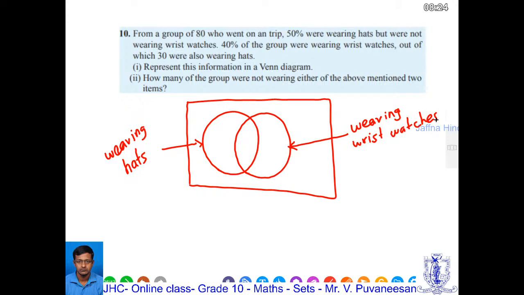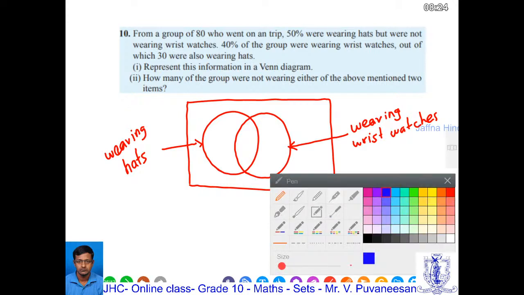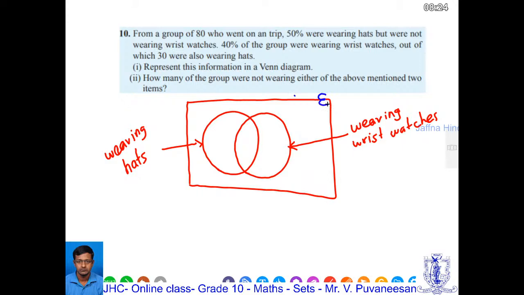Okay. From a group of 80, so the universal set is 80. Marked on the line, universal set, and 50% were wearing hats. What is 50% in numbers? 50% of 80 is 40. Half of the group. 50% means half.